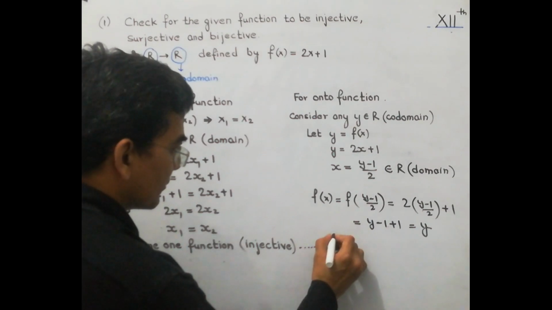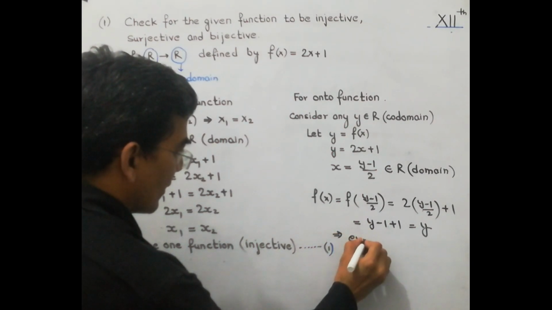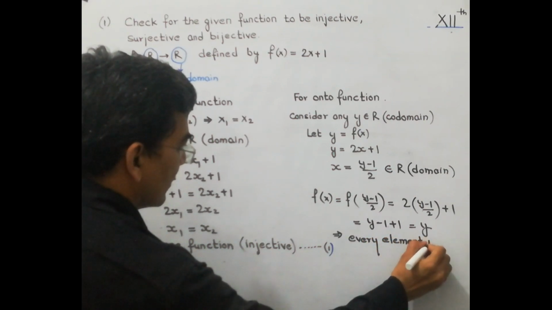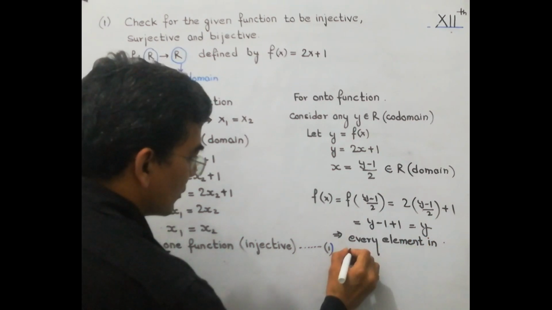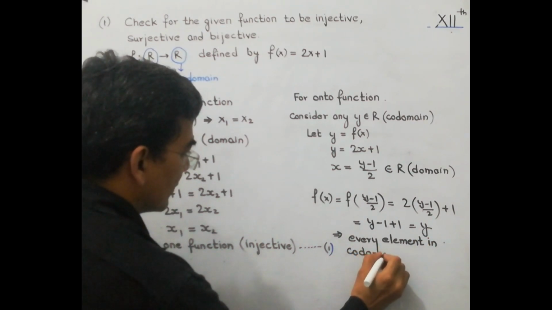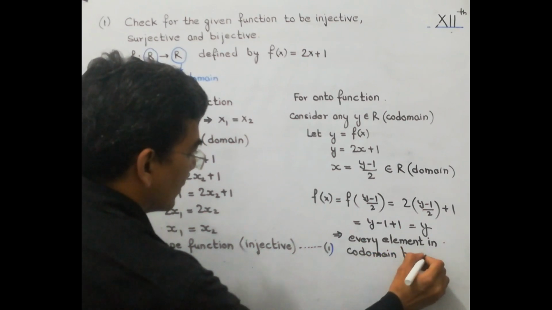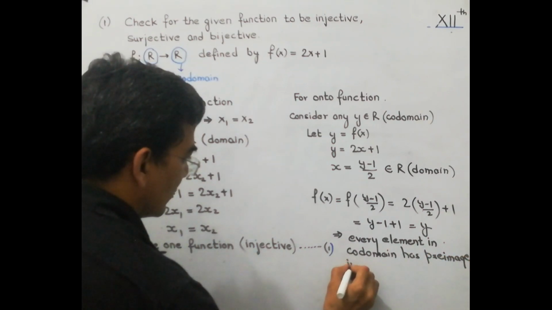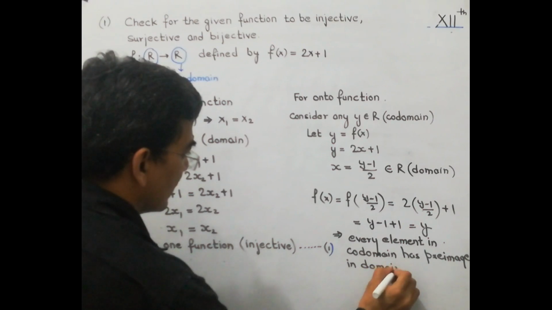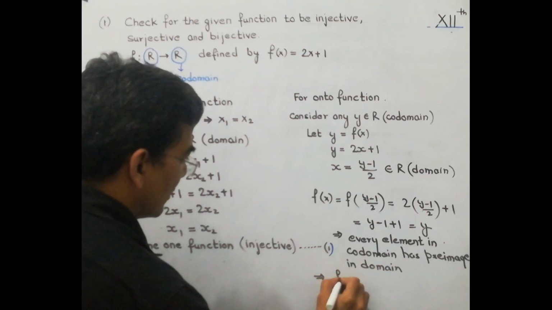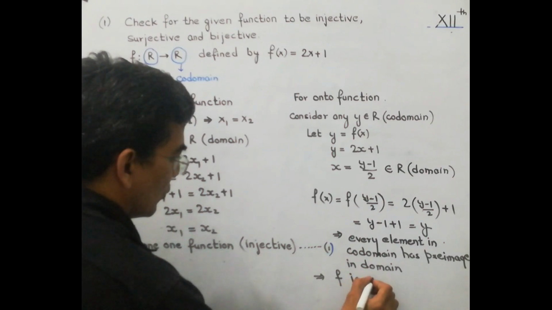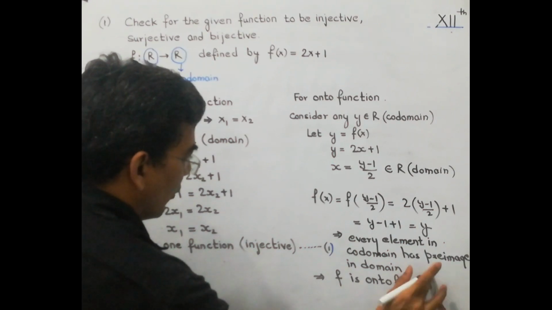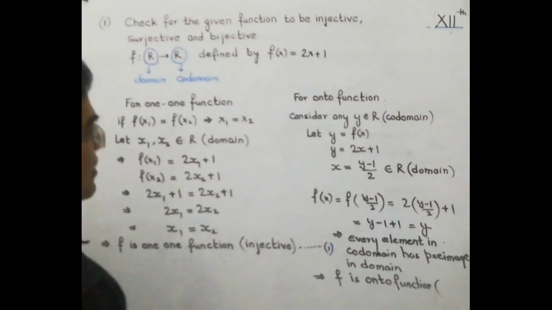So what does this imply? Every element in codomain has pre-image in domain. So this means f is onto function. Onto function means it is surjective.